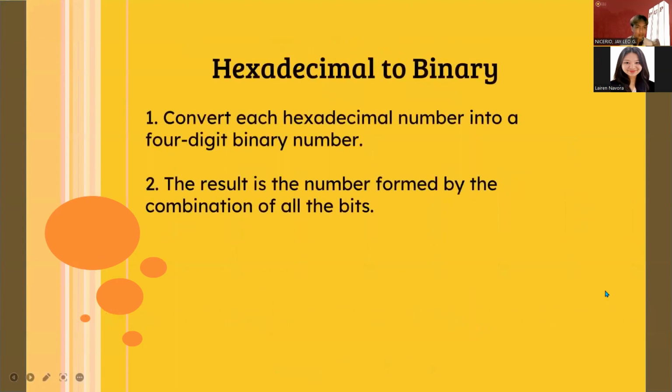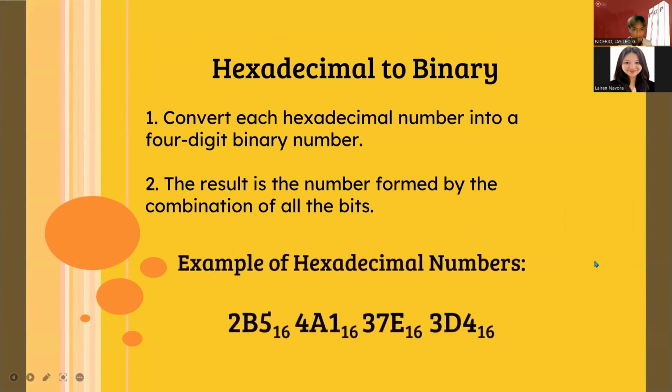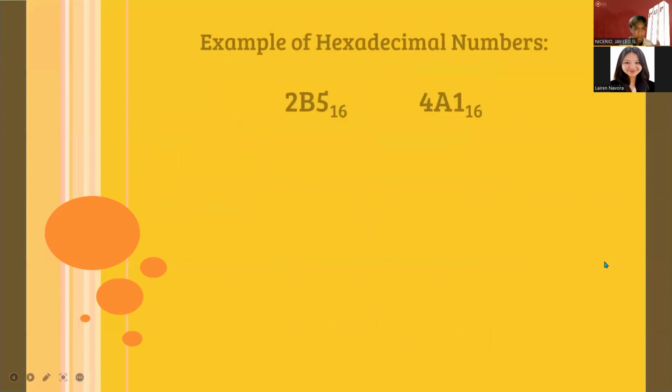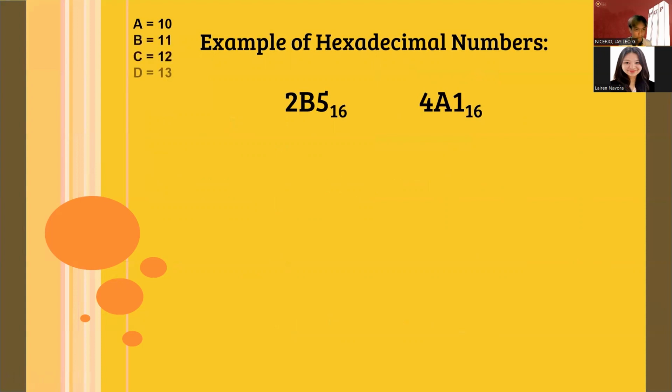So the next one is hexadecimal to binary. First, we need to convert each hexadecimal number into a 4-digit binary number. And the result is the number formed by the combination of all the bits. So example of hexadecimal numbers. So A is equivalent to 10, B is 11, 12, 13, 14, and 15. So first, let's convert 2B5 subscript 16.